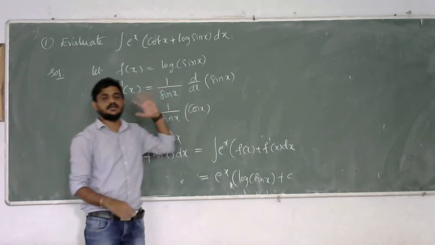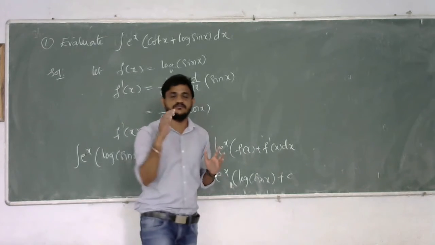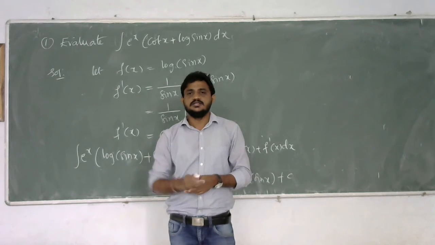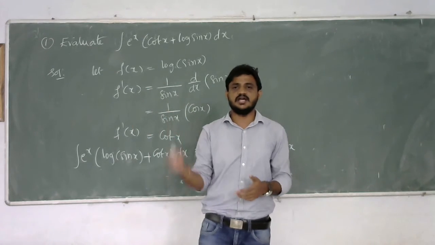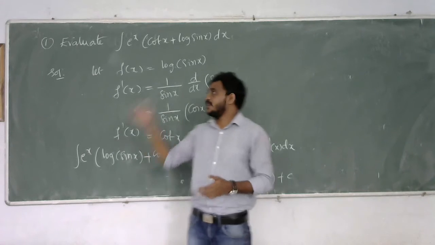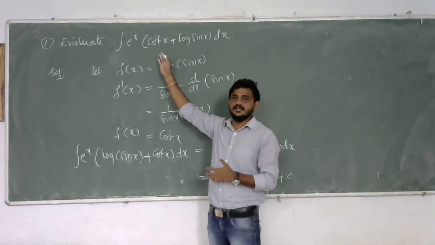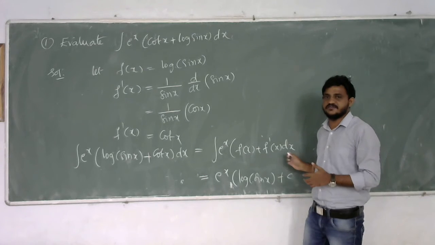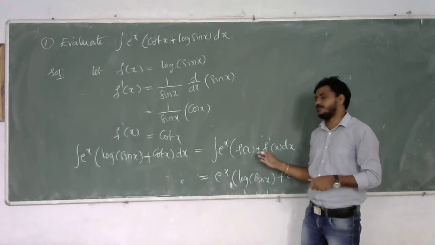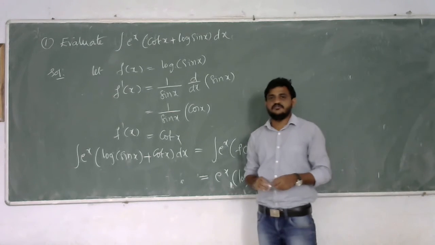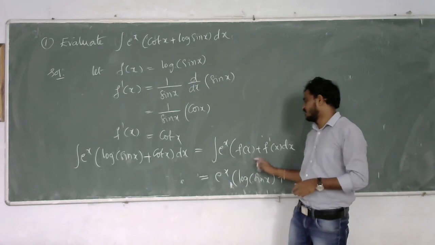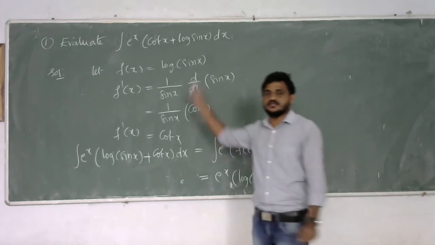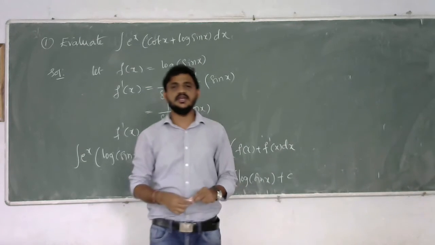So for these types of problems, first we have to recognize which is the function and which is the derivative. First we take the function, then we differentiate it. If after differentiating we get the other value, then it is in the form of e power of x into f of x plus f dash of x dx. So what is the value? E power of x into f of x is the formula. So e power of x into log sin x plus c is the solution for the given integral. Okay, let us see one more problem here.